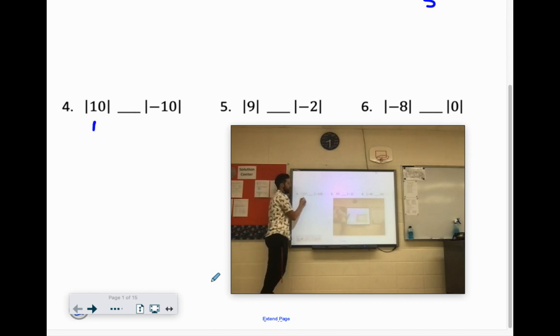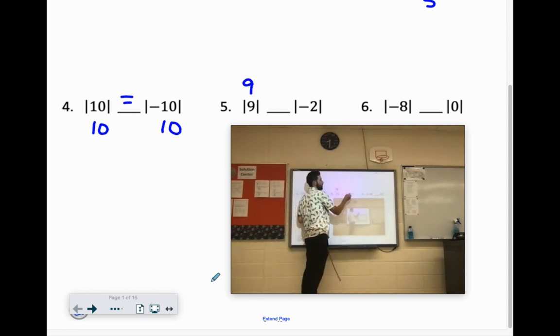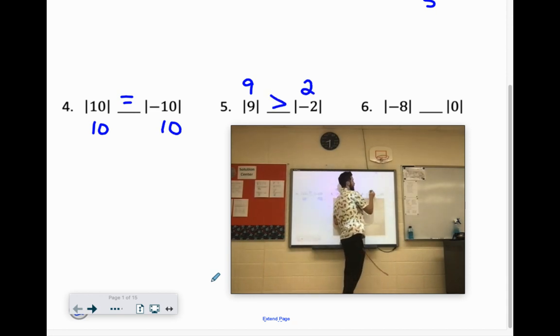Absolute value of 10 is 10. Absolute value of -10 is 10. So they're both the same, so equal. Absolute value of 9 is 9. Absolute value of -2 is +2. And 9 is greater than 2. Absolute value of -8 is 8. Absolute value of 0 is 0. 8 is greater than 0.